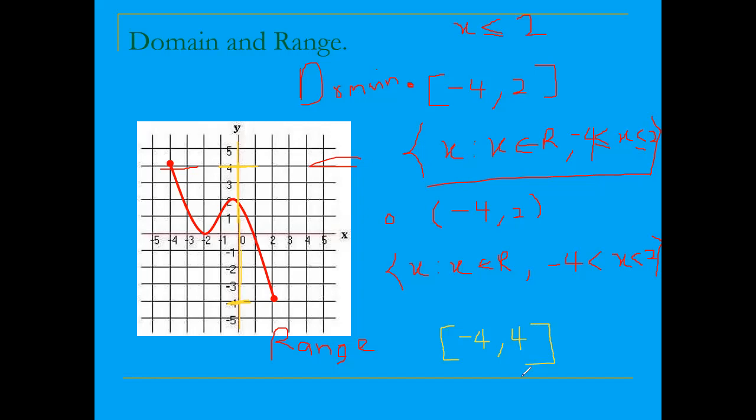In other words, our range is such that y is less than or equal to +4, but greater than or equal to what? -4. That should be our range. So the range is the set of values y for which the function is graphed or is defined.